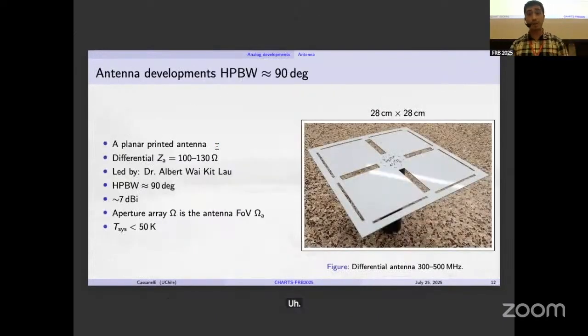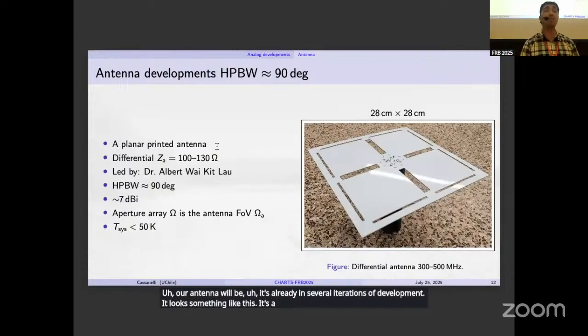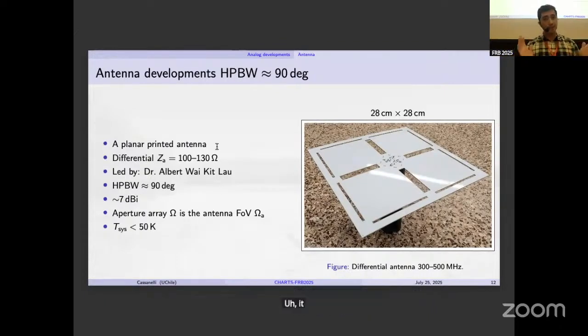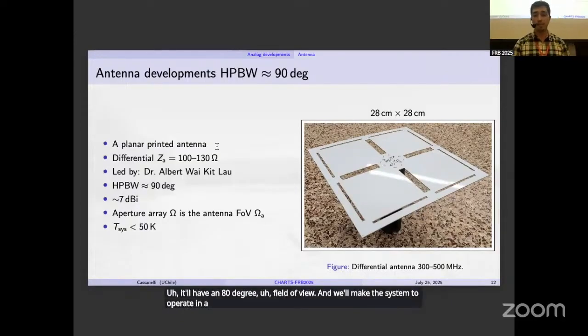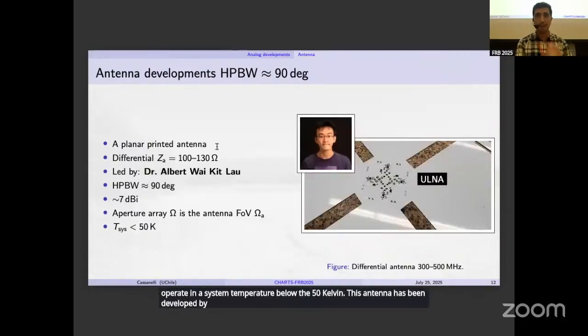Our antenna is already in several iterations of development. It looks something like this. It's a patch antenna, as you can see, differential. And with differential, I mean that we're working outside the paradigm of the 50 ohm impedance for the antenna. It'll have a 90-degree field of view and will make the system operate at a system temperature below 50 Kelvin. This antenna has been developed by postdoc Albert at U of T.